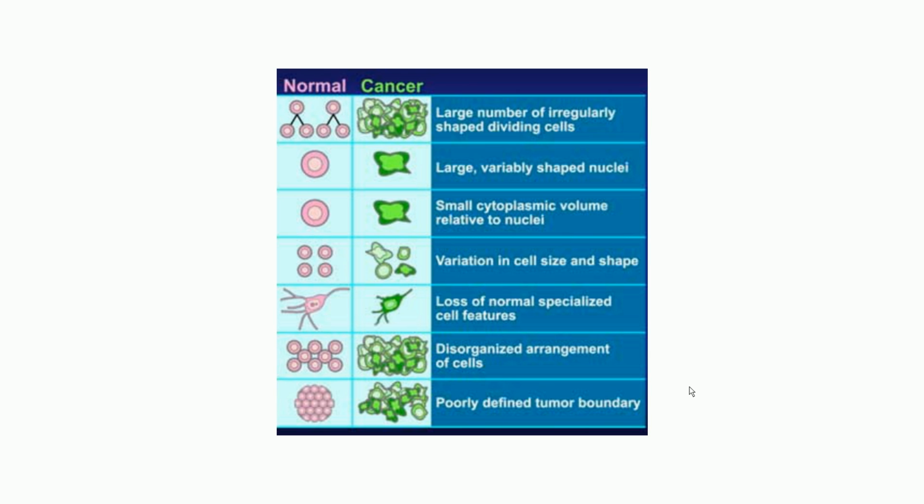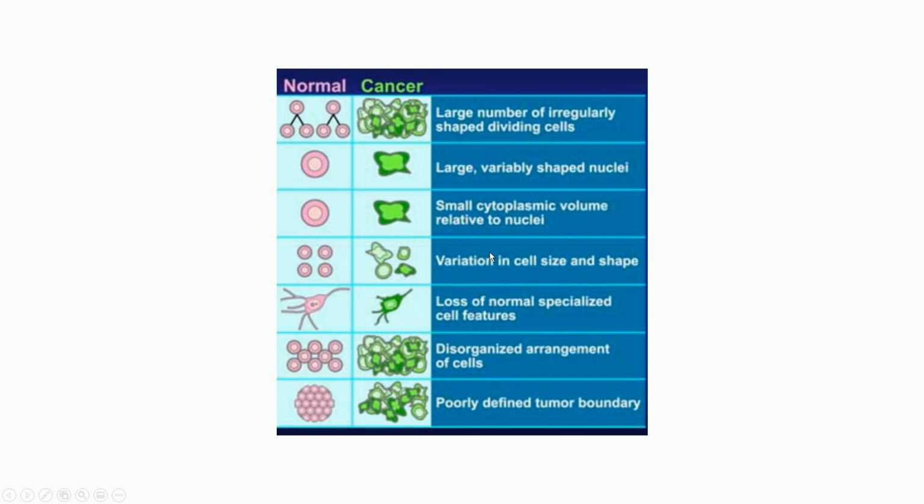So basically you can see these are the normal cells. You can see they are regularly shaped, and how are cancer cells? They are a large number of irregularly shaped dividing cells. So you can see these are cancerous cells. Cancer cells have large, variably shaped nuclei. So they have a large nucleus. You can see how the nucleus is in a normal cell and how the nucleus is in the cancerous cell. Small cytoplasmic volume relative to nuclei. Because the nucleus is big, the cytoplasm is small. So the cytoplasmic to nuclei ratio is small in the cancerous cells.